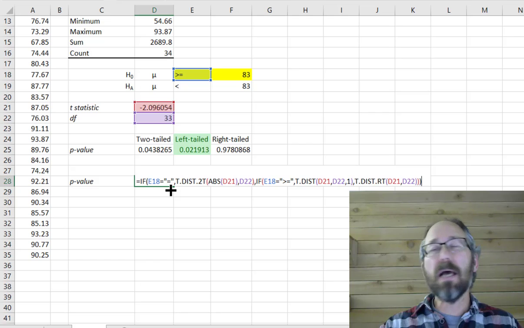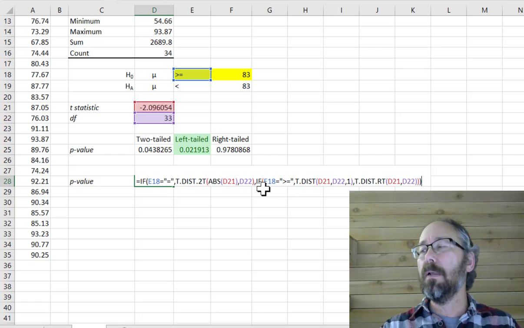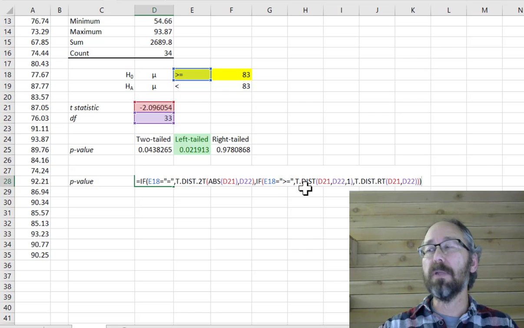Then if it's not the equal sign in E18, then I have another if statement embedded in that one that will test to see if it's a greater than or equal to sign. And if it is, it'll do the calculation for the left-tailed test, ensuring that I have 1 as cumulative, because I want that to be cumulative value.